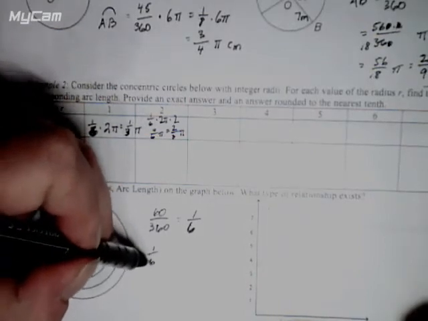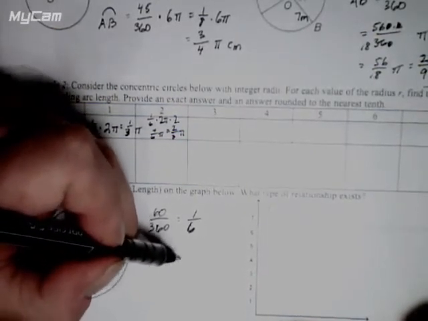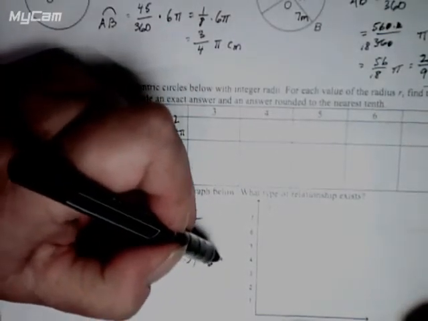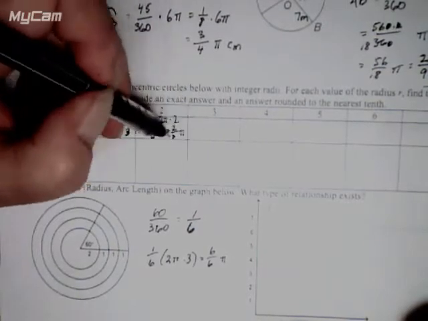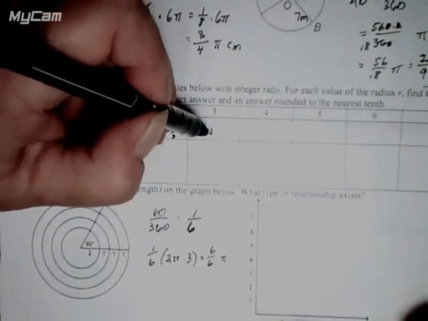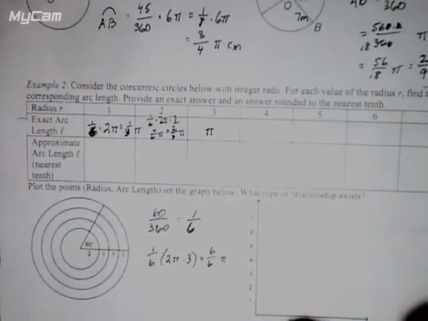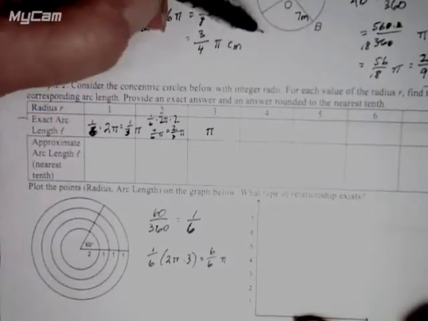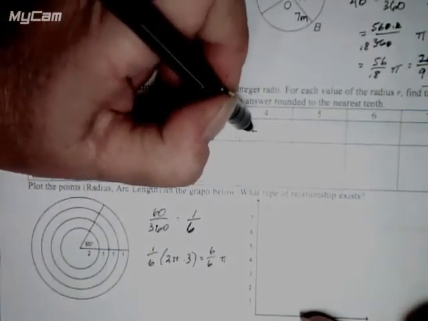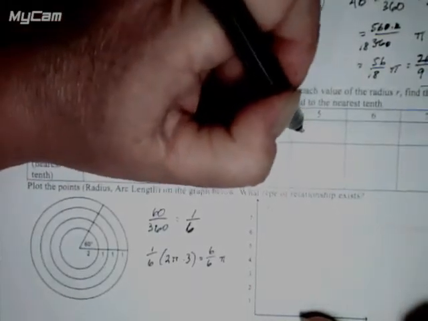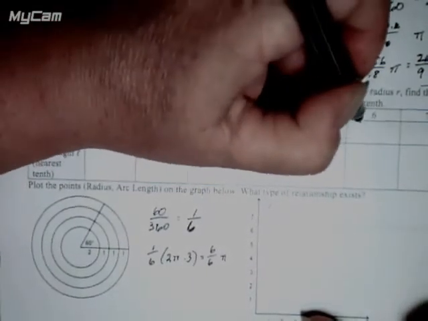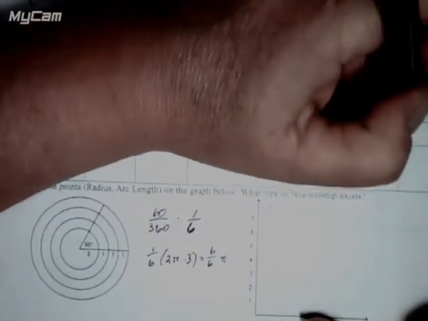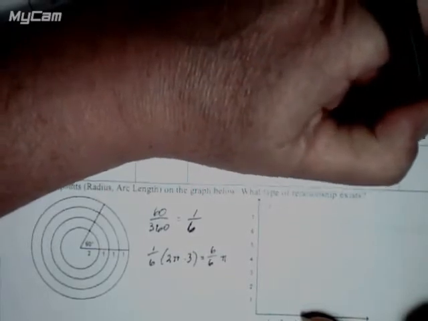So 1/6 times 2 pi times 3, and there we have it, 6/6 pi, which would reduce to 3/3, but it is also just pi. All right, we've got 1/3, 2/3, 3/3, so I believe I can say that this is 4/3 pi, 5/3 pi, 6/3, or 2 pi. This one is 7/3 pi.